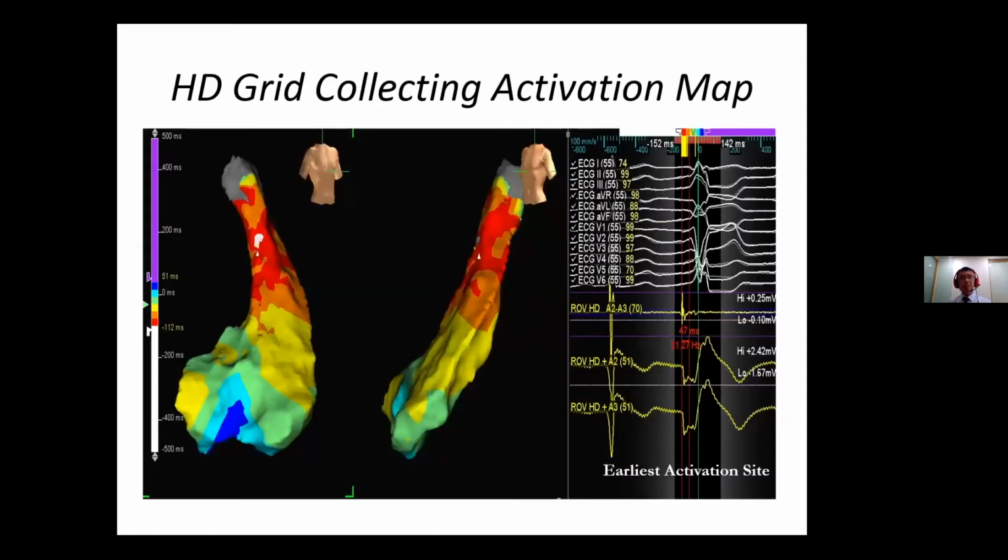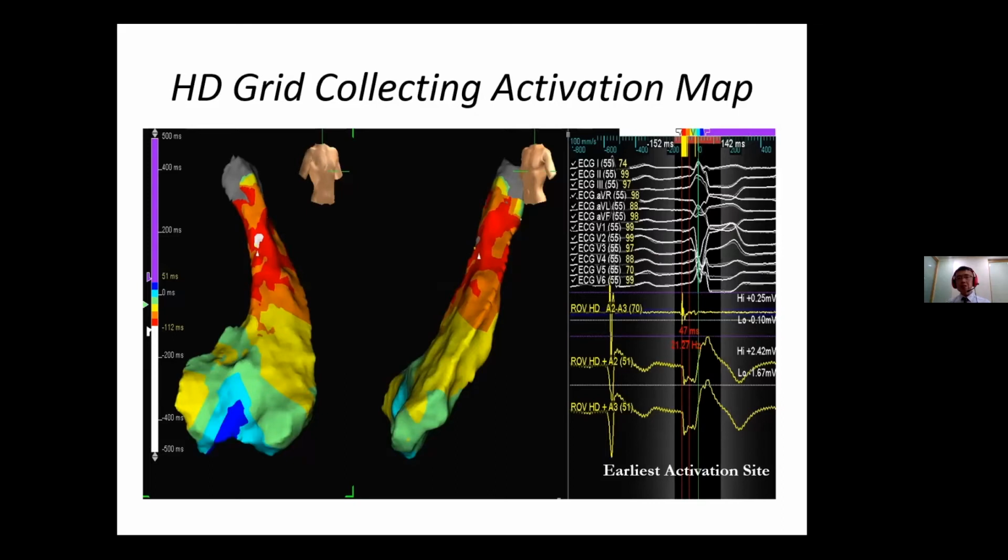And this slide shows you the activation map we identified after collecting the PVC within the RV and RVOT. You can see the white color area located here, and this is the bipolar and unipolar signal of this earliest activation site. For the earliest activation site, you can see a unipolar QS pattern. And the bipolar signal is 47 milliseconds earlier compared to the surface EKG QRS.